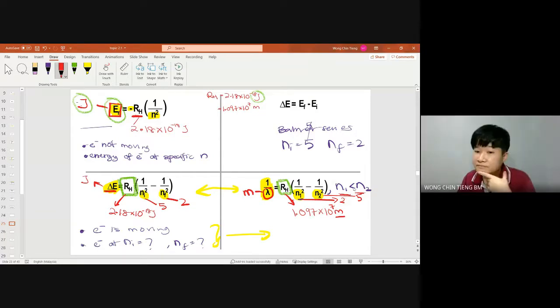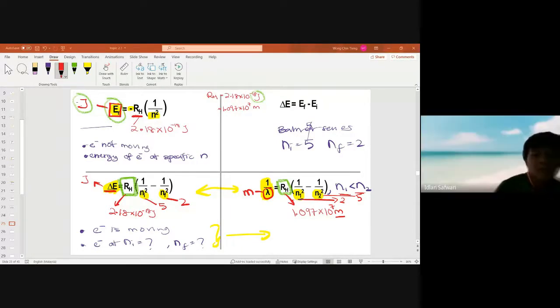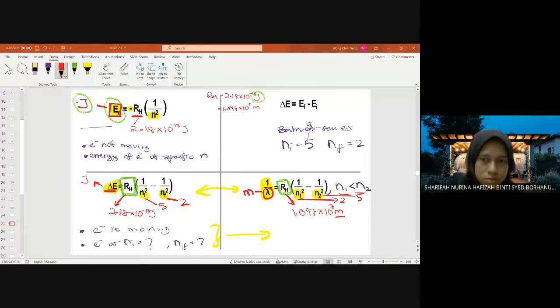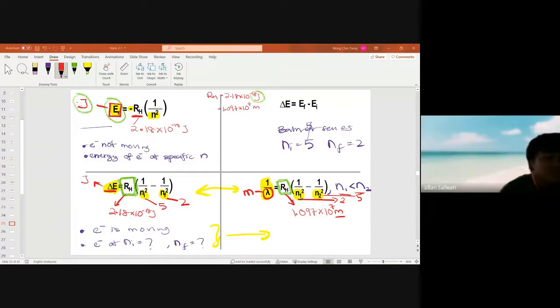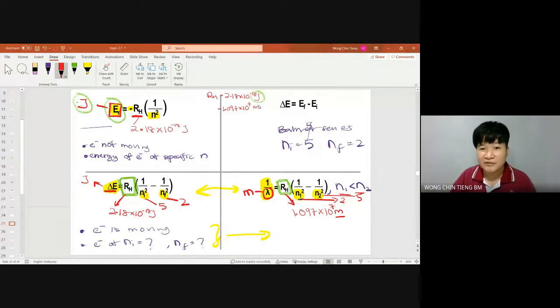Yes. RH is 1.097 times 10 to the power of 7. What is its unit, M or M negative 1? I think M. Look at your list of constants. M or M negative 1? I think M. I don't remember the unit. Looking at your list of constants, M negative 1. M negative 1, my mistake. Thank you. M negative 1, to cancel off the M, I guess.